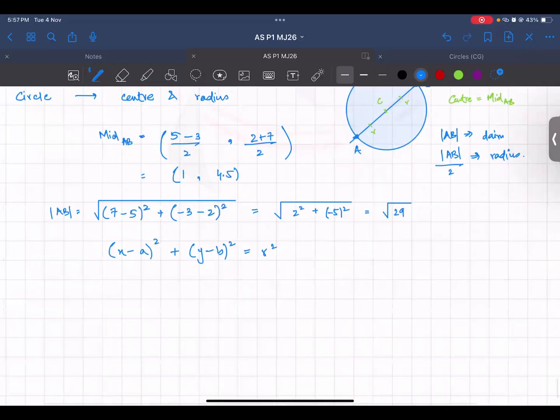So this is your a and b, the 1 and 4.5. So this would become x minus 1 whole square plus y minus 4.5 whole square is equals to radius square. Radius square will be under root 29 square. So that's it. You have found the equation.